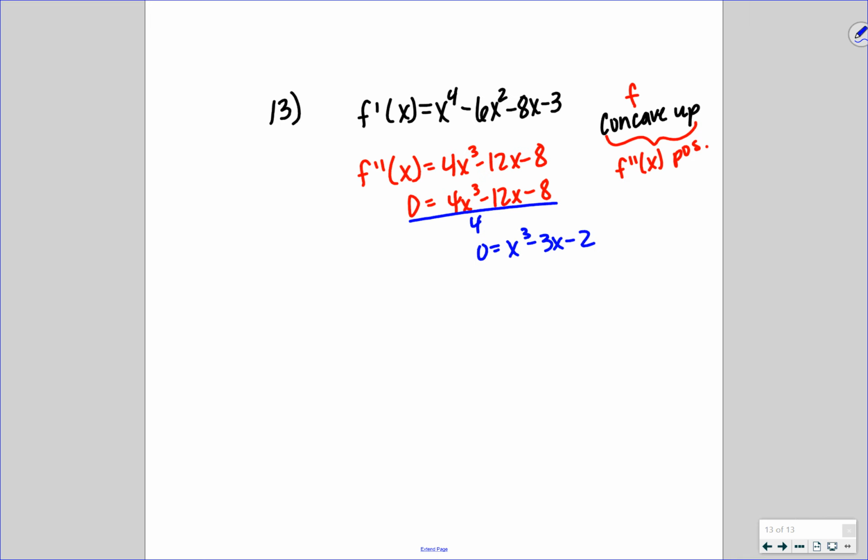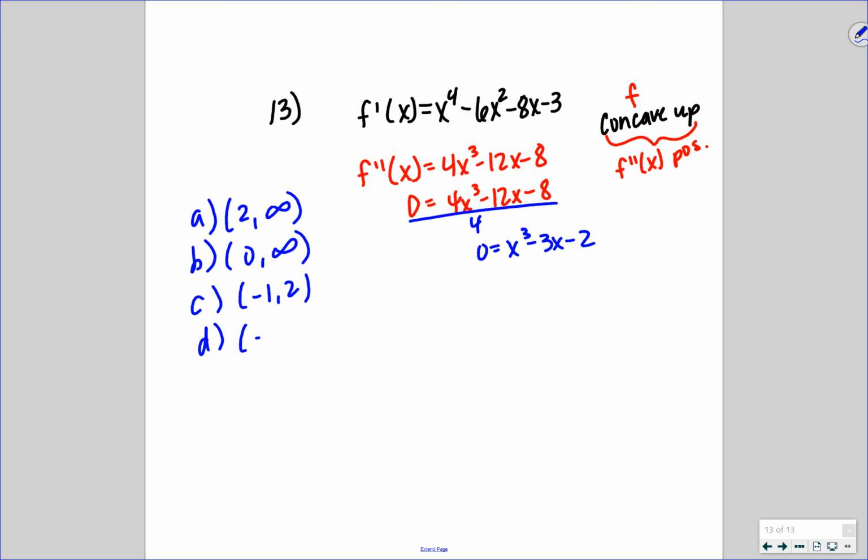But if you're not sure, look at your answer options. A is 2 to infinity. B is 0 to infinity. C is negative 1 to 2. D is negative infinity to negative 1 and 3 to infinity. So these numbers, 2, 0, negative 1, and 3, those would have to be points of inflection, which means that my second derivative would be 0 there. So if all else fails and you don't know how to factor this, plug those numbers in and see which ones give you 0.